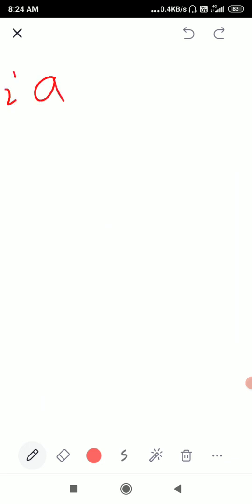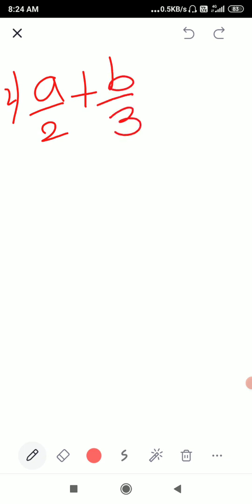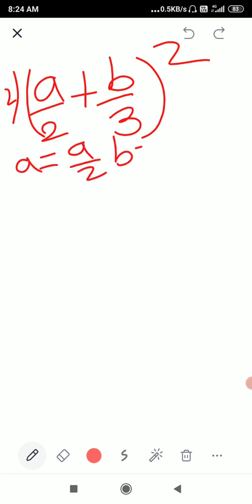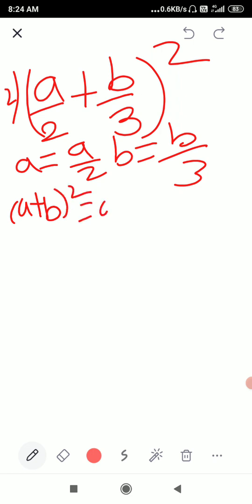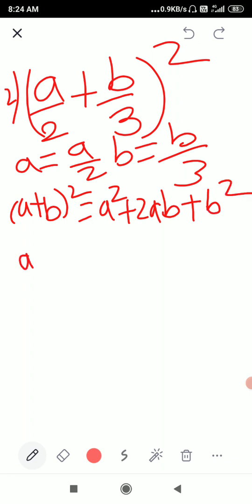(a/2 + b/3) whole square. Yes. Now here a is equal to a/2 and b is equal to b/3. So here you can use the same formula, (a + b) whole square equals a square plus 2ab plus b square, children. Now a square means (a/2) square.